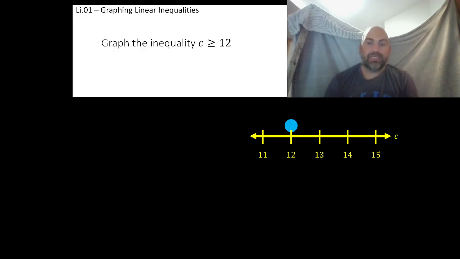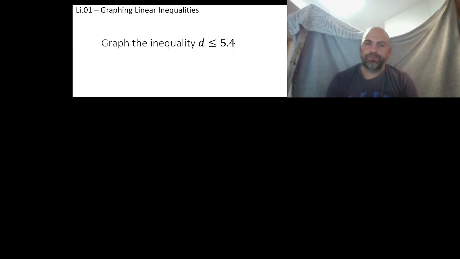Okay, sure enough, it's equal to 12, right? Now, could it be bigger or smaller than 12? Well, C has to be greater than 12. So we're going to now draw our arrow, which is still the same as before, but it's going to be above 12, or it's going to be the bigger ones than 12.